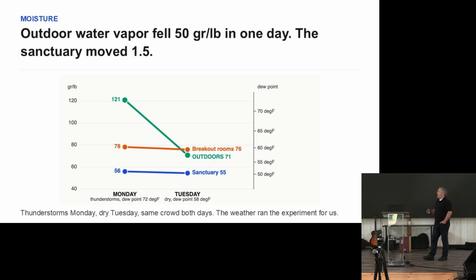On Monday, when it was raining outside, you can see it was 121 grains outdoors. It went down to 71, and I got dew point on the right-hand side. You can see the conditions were maintained very well here. That's the blue line on the bottom in the sanctuary. The breakout rooms were a little bit more of a disaster, and they stayed a disaster throughout the week.